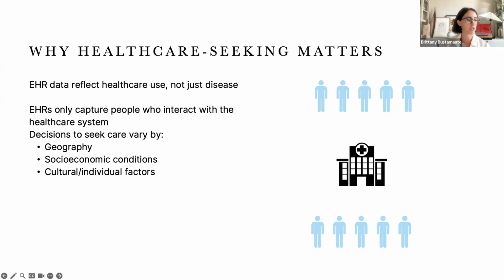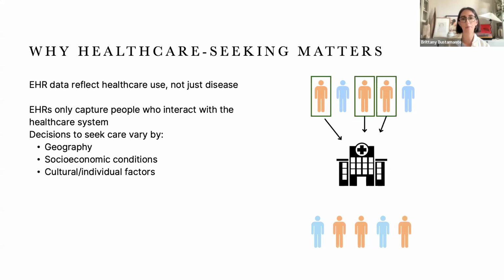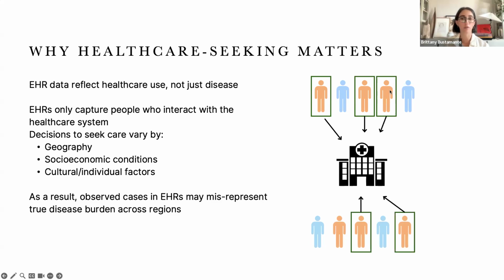So let's say that we have two populations here, population A and population B. And in population A, 3 out of 5 people have the disease that we're studying. And in population B, 3 out of 5 people also have the disease that we're studying. In population A, all 3 of those people have the ability and motivation to seek care for their disease. But in population B, only 2 out of the 3 people have the ability or motivation. So when we essentially condition on healthcare seeking just by using EHR data, it will look like population A has a higher prevalence, incidence, or whatever measure you're evaluating than population B, even though in reality, the two populations are the same. So observed cases in EHR may misrepresent true disease burden across regions.